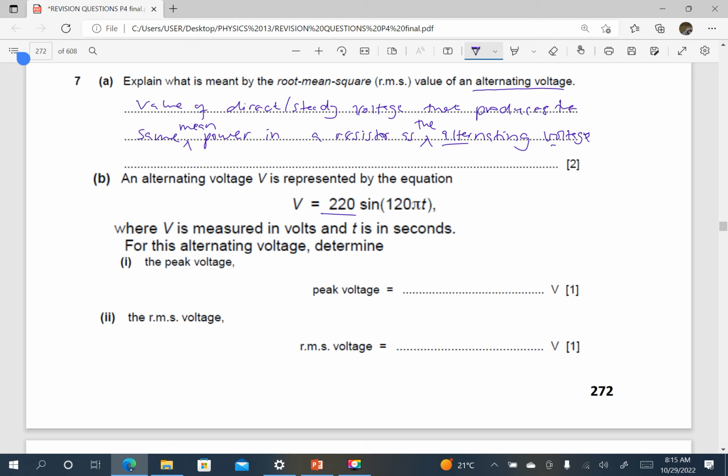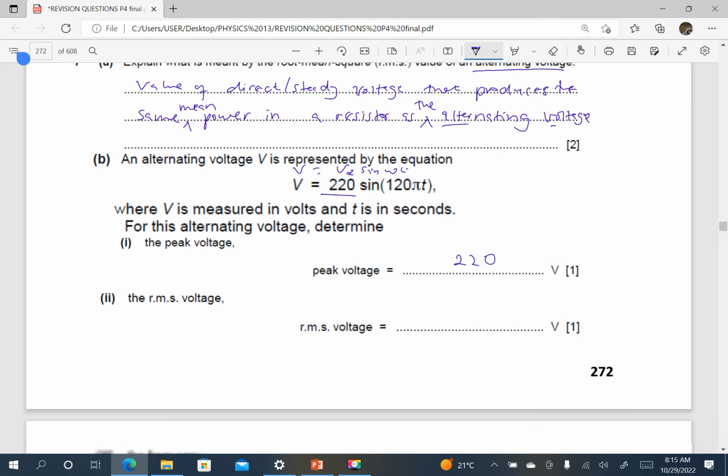For this alternating voltage, determine the peak. You just compare with V equals V naught sine omega t. So the peak is 220. Then the root mean square value: we know that V root mean square is equal to V naught over root 2. So this will be 220 divided by root 2.